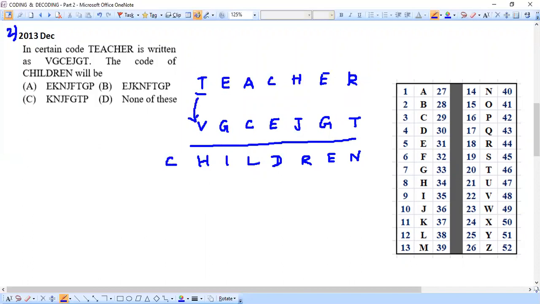So T to V, they are moving. Come to the table here. T is at the 20th position and V is at the 22nd position. So T to V, 20 to 22. This is just plus 2 they have done. I'm noting it here. Second letter is E. E to G, they are moving. E is at the 5th position and G is at the 7th position. This is again plus 2. And next is A to C. A is the first letter, C is the third letter. Again, this is just plus 2.